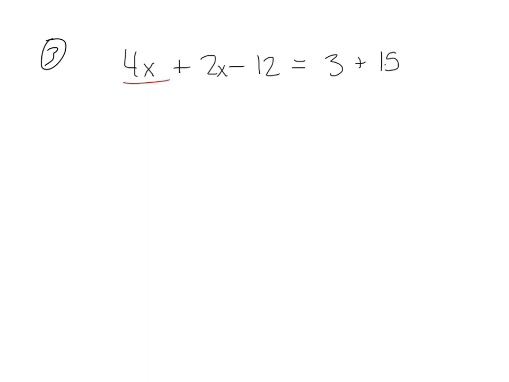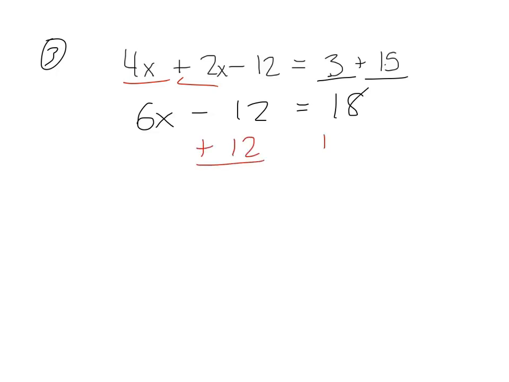So I have like terms there. I got a 4x and a 2x. That would give me a 6x, because I'm adding 4x to 2x. Then I subtract 12, and I make that equal to, well, I have a 3 and a 15 there. That equals 18. Okay, now we're just doing what we know how to do. I'm going to get rid of the minus 12 by adding 12 to both sides first. I'm left with 6x equals 30.